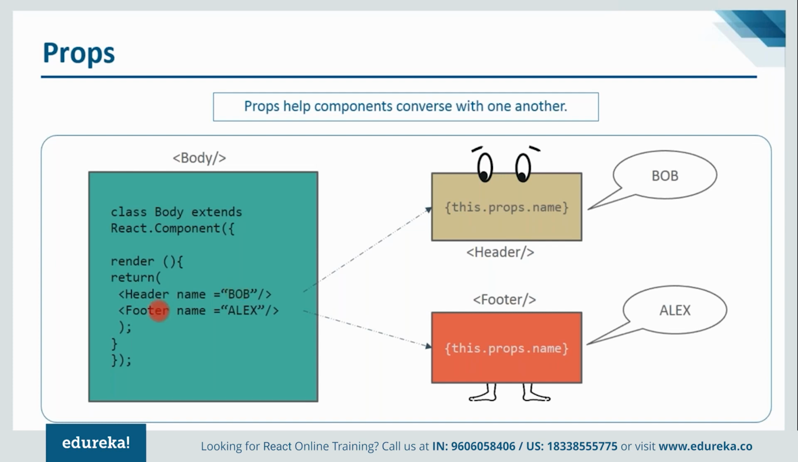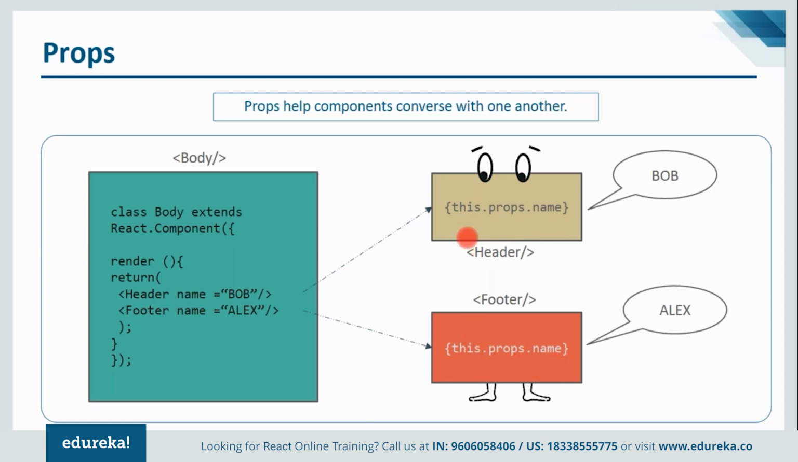Similarly, I have another child component which is nothing but footer, and this again has a property name, and the value of this property is Alex. And as you can see on the image on your right, these are the 2 different components that will be there, which will come as an output for this code. Okay, you will have a header 1, and this component here has this code which says this.props.name. All right, and of course this component has the same, this.props.name.